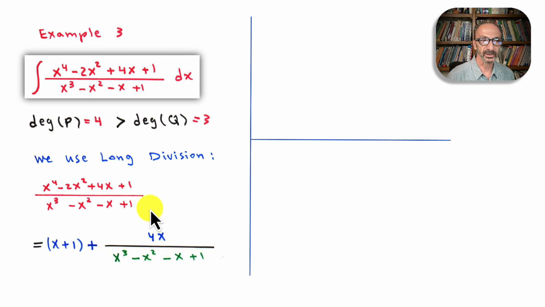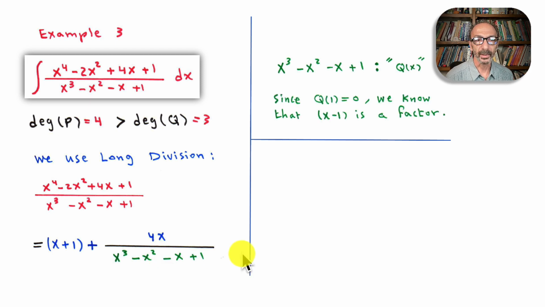Now, integrating this is the same as integrating this, but this one is done. That's straightforward. And to integrate this, we need to factor the denominator. So this is our q of x now, the new q of x. Since q of 1 is 0, we know that x minus 1 is a factor. As you could see, 1 to the third minus 1 to the second minus 1 plus 1 is like 1 minus 1 minus 1 plus 1. That's 0, because the first one cancels the other minus, and the 1 and 1, I mean 2, cancel this minus 1 and this minus 1.